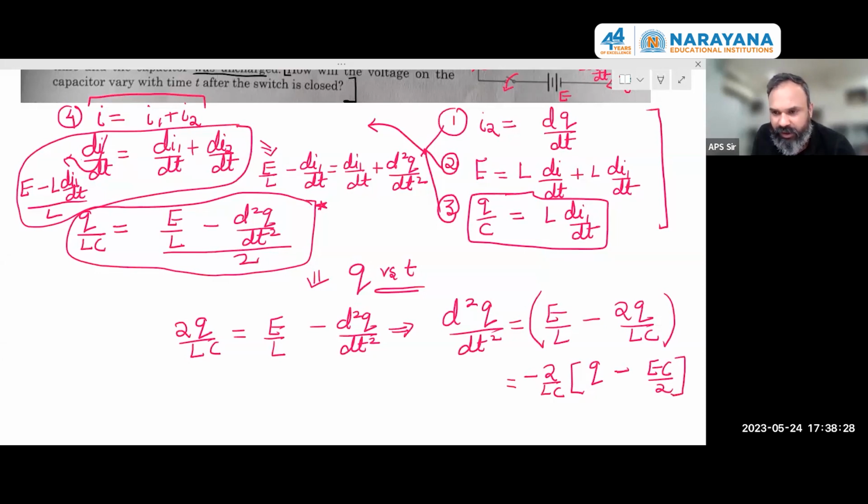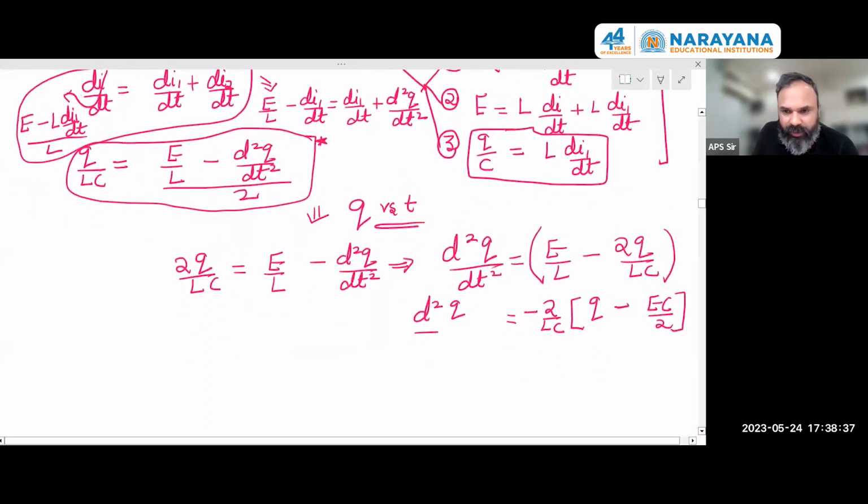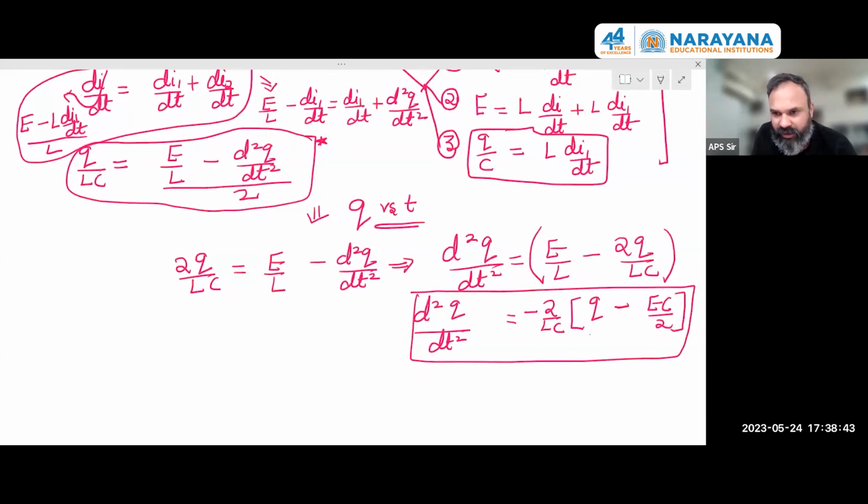So I'm getting that positive E by L term. The rest will cancel out, and this is d2q by dt2. Now, this is a second order linear differential equation. The only thing is that this variable is different. So we can do one thing.